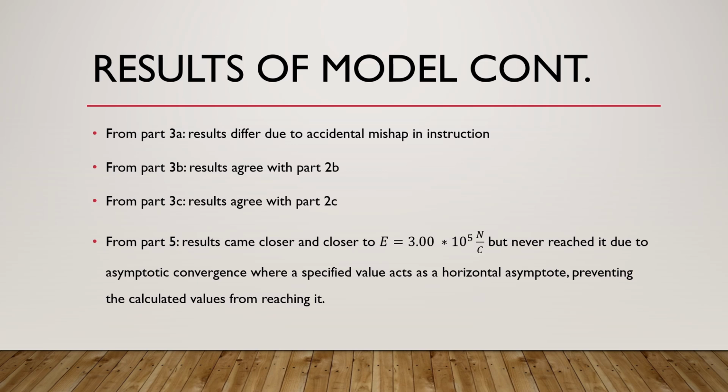And what I basically came to the conclusion is that the values for the strength of the electric field, or E, were coming closer and closer to 3 times 10 to the 5th newtons per coulomb, but it didn't look like it would ever actually reach it, which led me to believe that it was due to some sort of asymptotic convergence. And from what I understand, that's basically just where the specified value, in this case our E, acts as a horizontal asymptote, preventing our calculated values from ever actually reaching it, like a normal horizontal asymptote would do.